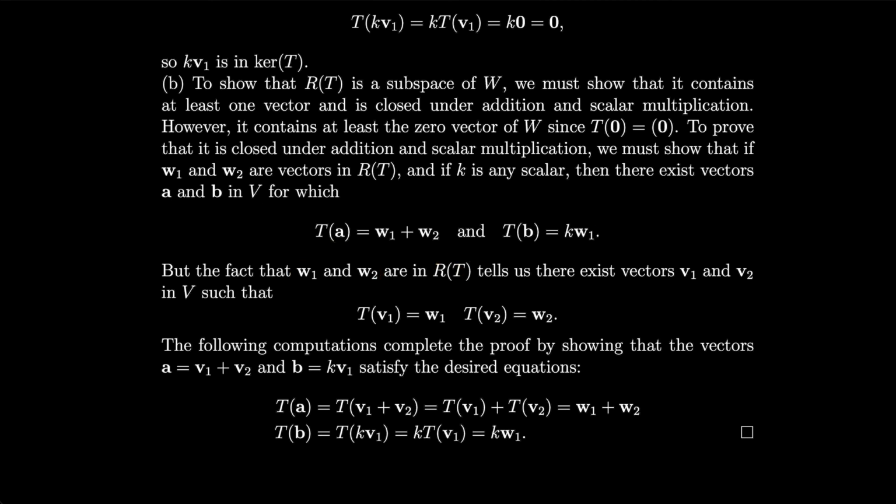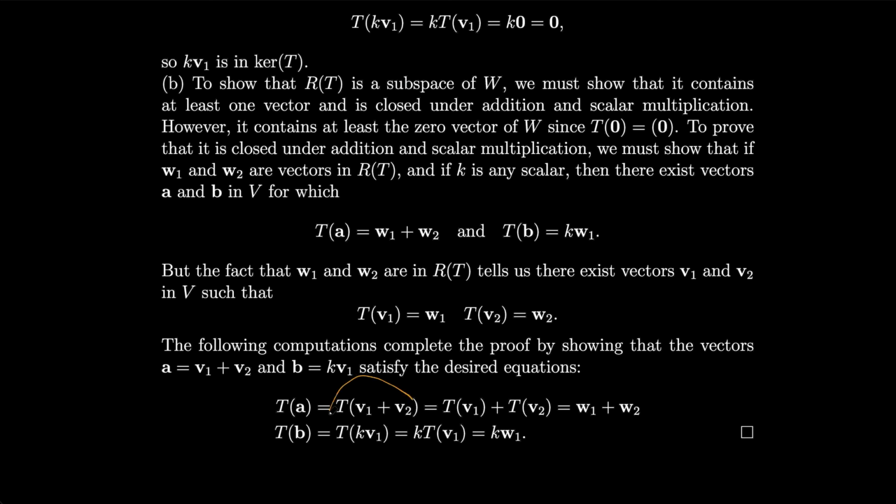So that means that there must be vectors v1 and v2 in V, such that T of v1 is w1 and T of v2 is w2. We have to be able to get to w1 and w2 from vectors in V if they're in the range. That's the definition of range. So the following computations complete the proof by showing that the vectors a equals v1 plus v2 and b equals k v1 satisfy the desired equations. Let's look at T of a.